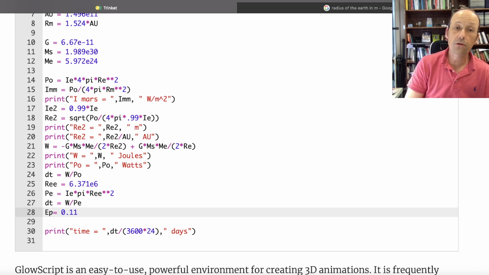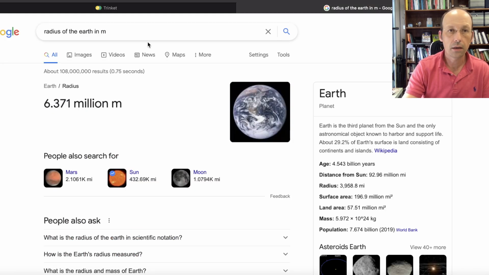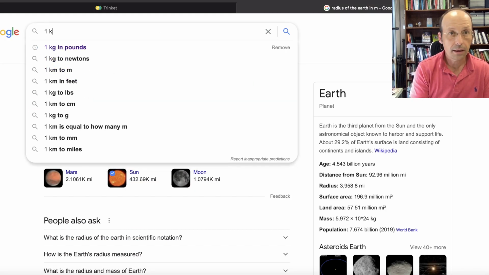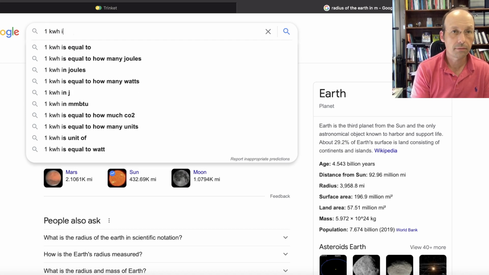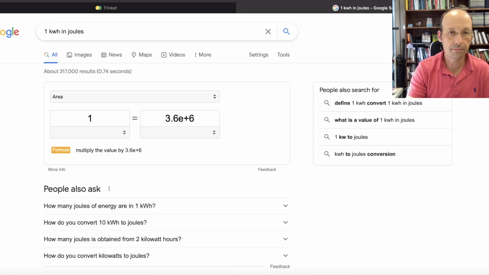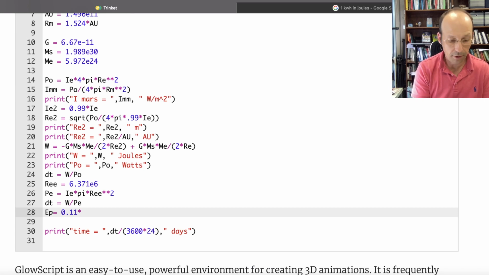So I need to convert that to dollars per joule. So I could do that, but I'm just going to say 1 kilowatt hour in joules is 3.6 times 10 to the 6. So I say times 3.6, so that's cents per kilowatt hour. So if I want to convert that to cents or dollars per joule.